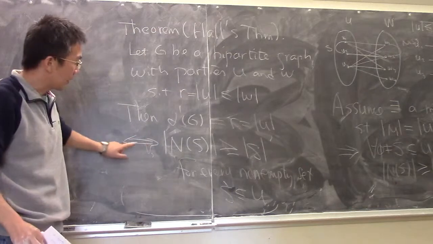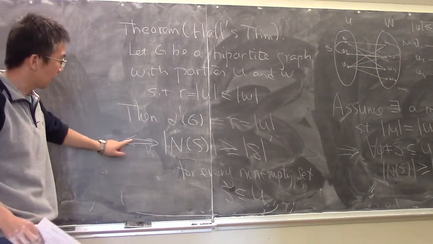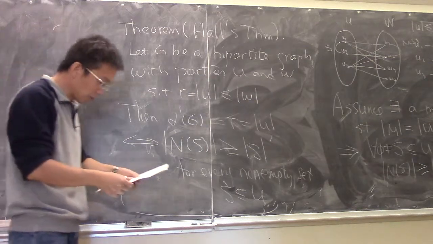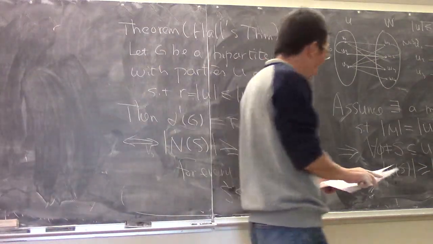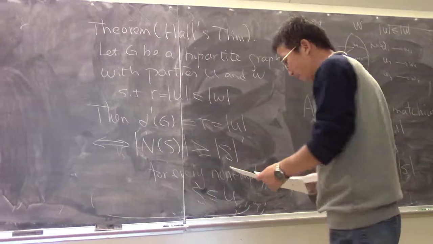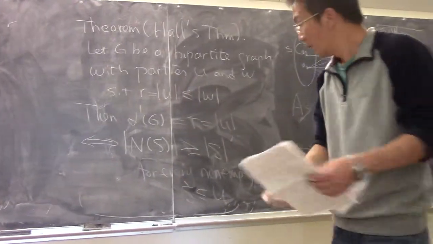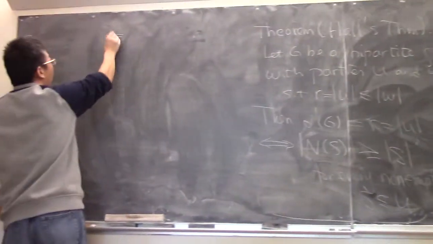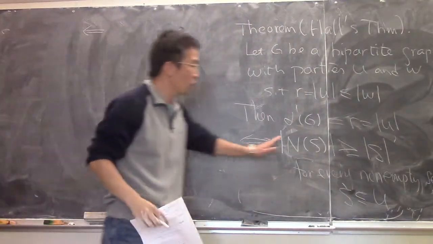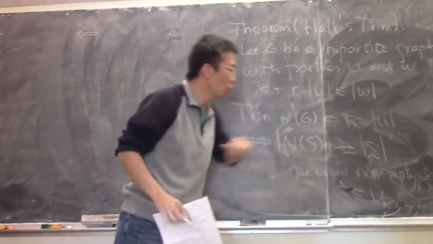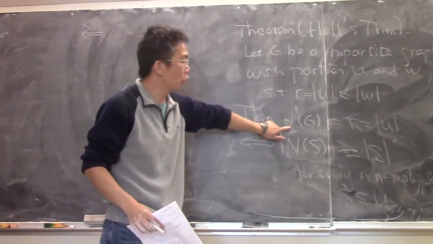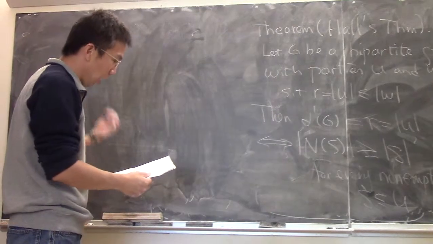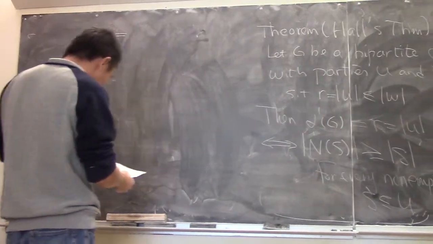The converse direction, the opposite direction, is a little bit hard. So let me just briefly mention how we are able to prove this result. Suppose I know this is true, and how am I able to know that the alpha prime of G is exactly equal to R? Let's look at how we are able to prove it.